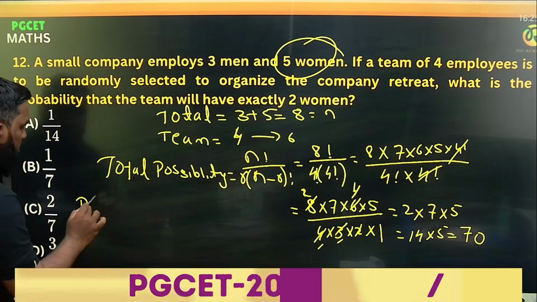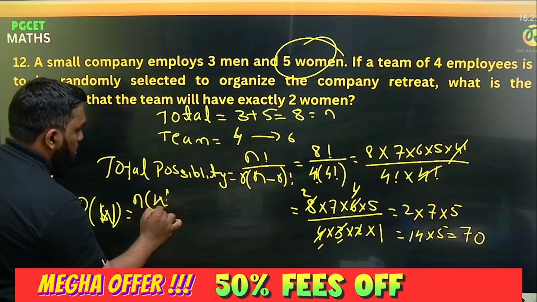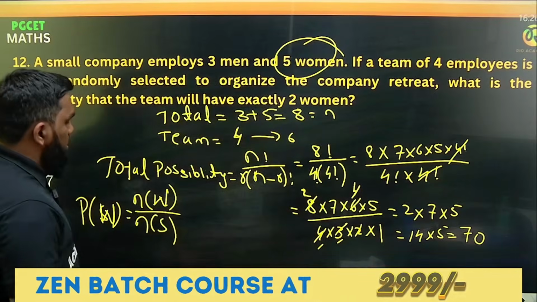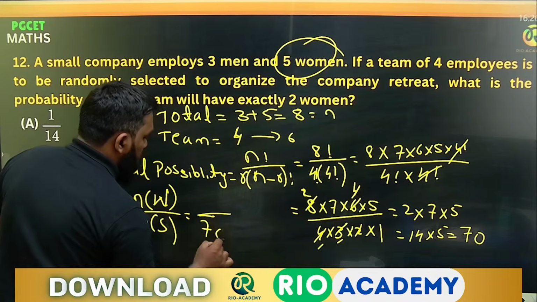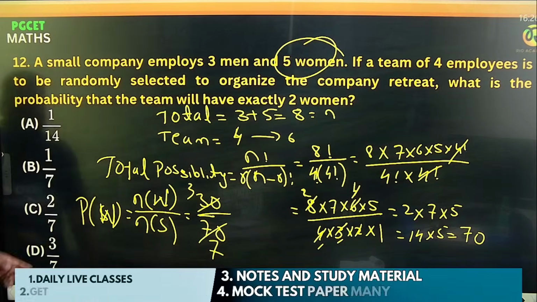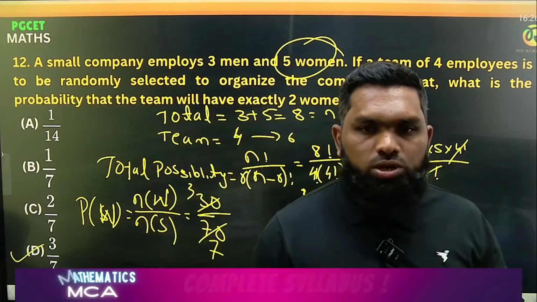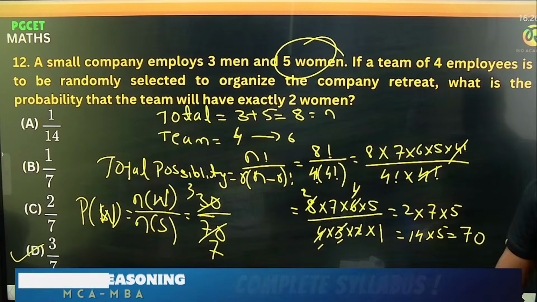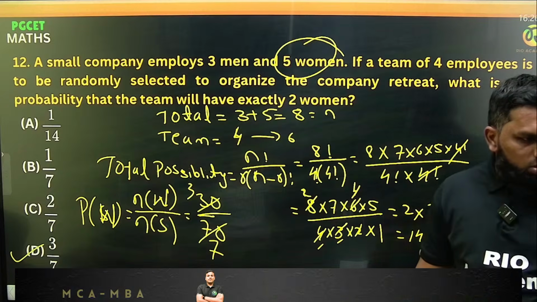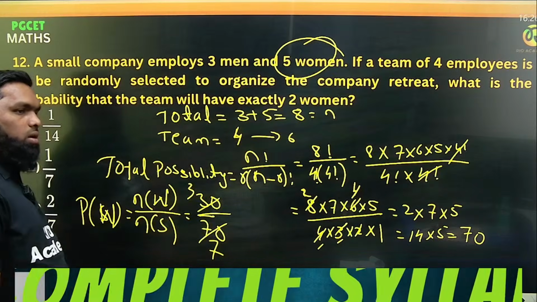And what is the probability? The probability of women is n of women divided by n of s. n of s is the total number of possibilities, that is 70. And the probability of selecting women is 30. Now 10 threes are 30, 10 sevens are 70, so 3 by 7. Now what will be the option? Option D, that is 3 by 7. Check it once again. It is correct.